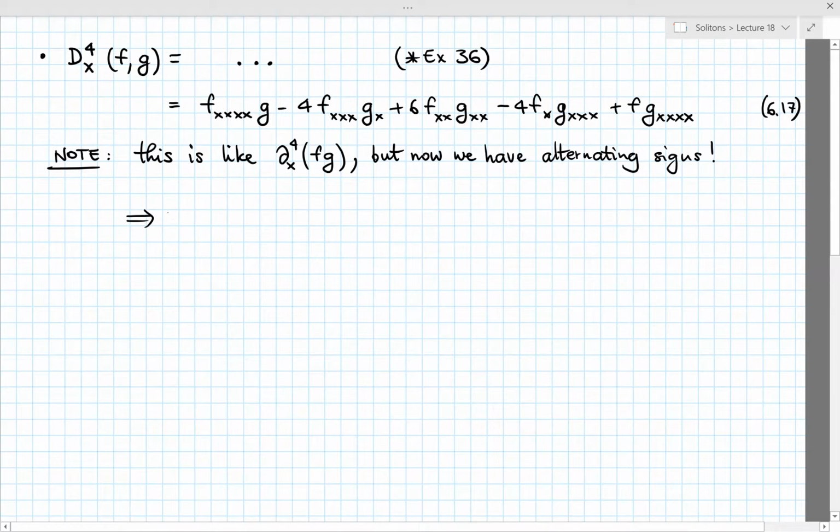And then let me specialize, as usual, g to be equal to f. So we have Dx4 acting on f comma f. I can now group the terms in 6.17 in pairs, and I get 2 times f times fxxxx from the first and last term, minus 4 fx fxxx from the second and fourth term, and plus 3 fxx squared from the middle term.